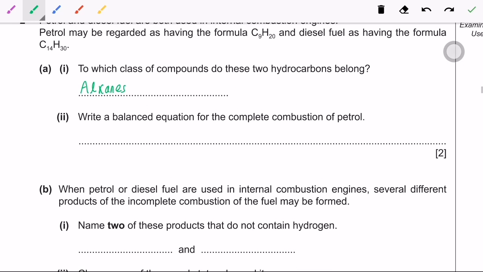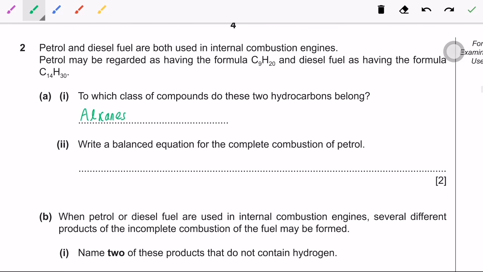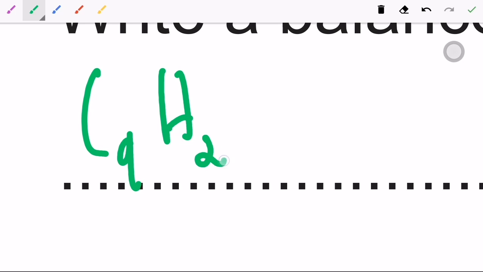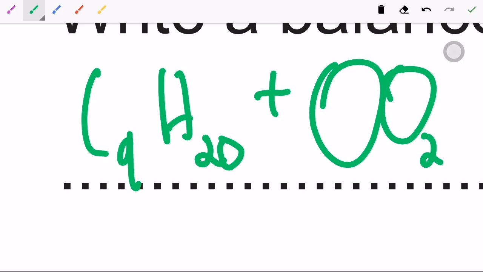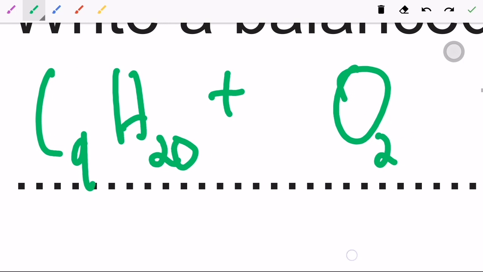Write a balanced equation for the complete combustion of petrol. So this is a one-time formula. I'm going to make another video on how to write an equation for burning of anything. So petrol is C9H20. If I burn it, I'm going to need oxygen. I'm not sure how much, so I'm not going to put the number. I still have the number box empty, which I'm going to fill later.